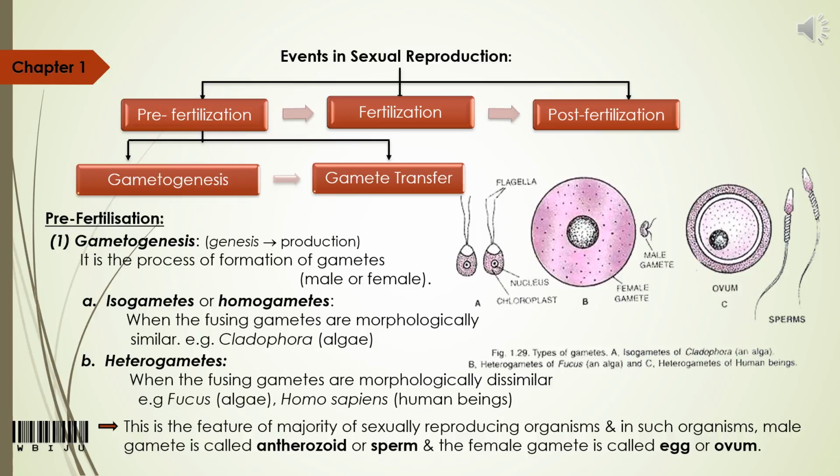So let's discuss these three events one by one. Now come to pre-fertilization event. This pre-fertilization consists of two sub-events. One is gametogenesis and the other one is gamete transfer. Now come to gametogenesis. Here, gameto means gamete and genesis means formation or production. So gametogenesis means the formation of male or female gametes.